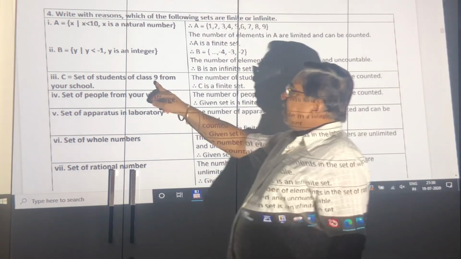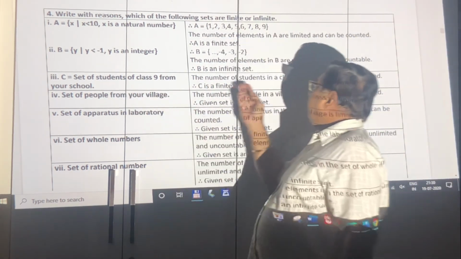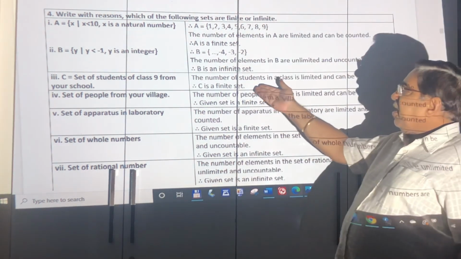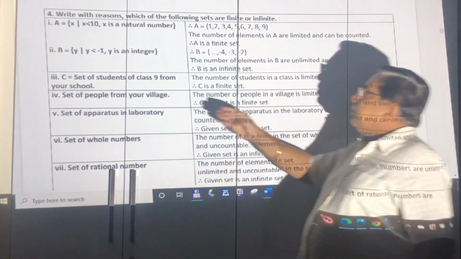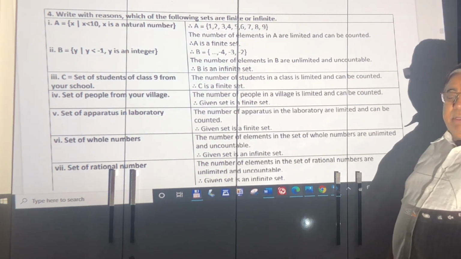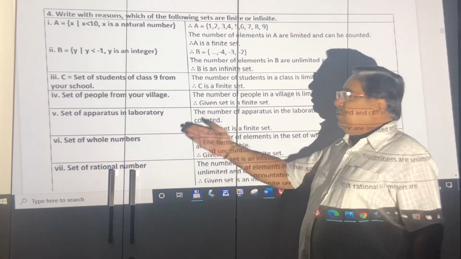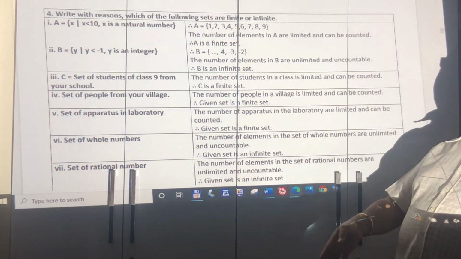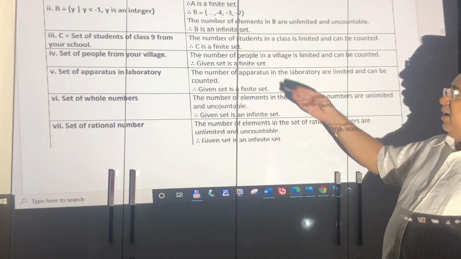Set of students of class 9 from your school. Of course, I know how many students are there. Nobody gets born or nobody dies, so it's a finite set. Set of people from a village. Of course, I know how many people are in the village. Everybody's got an Aadhaar card number there. Set of apparatus. Of course, we know how many beakers and test tubes there are in our laboratory. So we know it's a finite set.